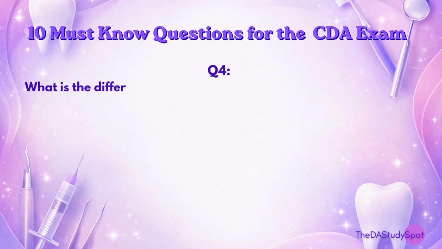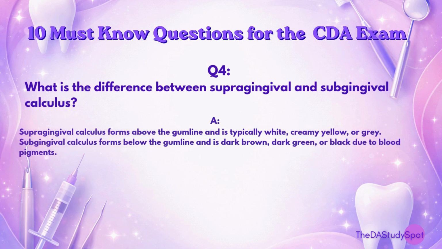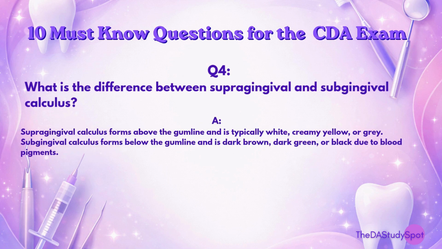Question 4. What is the difference between supragingival and subgingival calculus? The answer, supragingival calculus forms above the gum line and is typically white, creamy yellow, or gray, while subgingival calculus forms below the gum line and is dark brown, dark green, or black due to blood pigments.